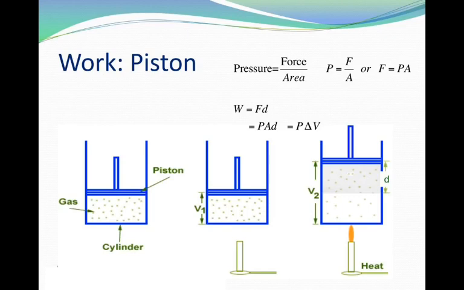So if we look at the math going on, we have pressure, force per area. Work, remember, is force times distance, but we just talked about how force is pressure times area. So work is going to be pressure times area times distance. But area times distance is the change in volume. So it turns out that work is equal to P delta V, as long as the pressure is constant.